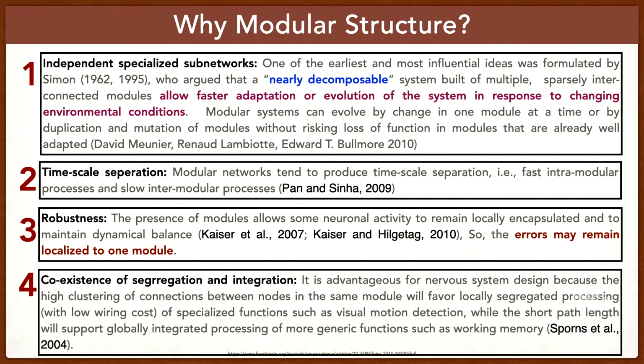And again the modular organization provides the coexistence of segregation and integration. Segregation is required, we will see how. And integration is definitely required. Why? Because integration is associated with efficiency.